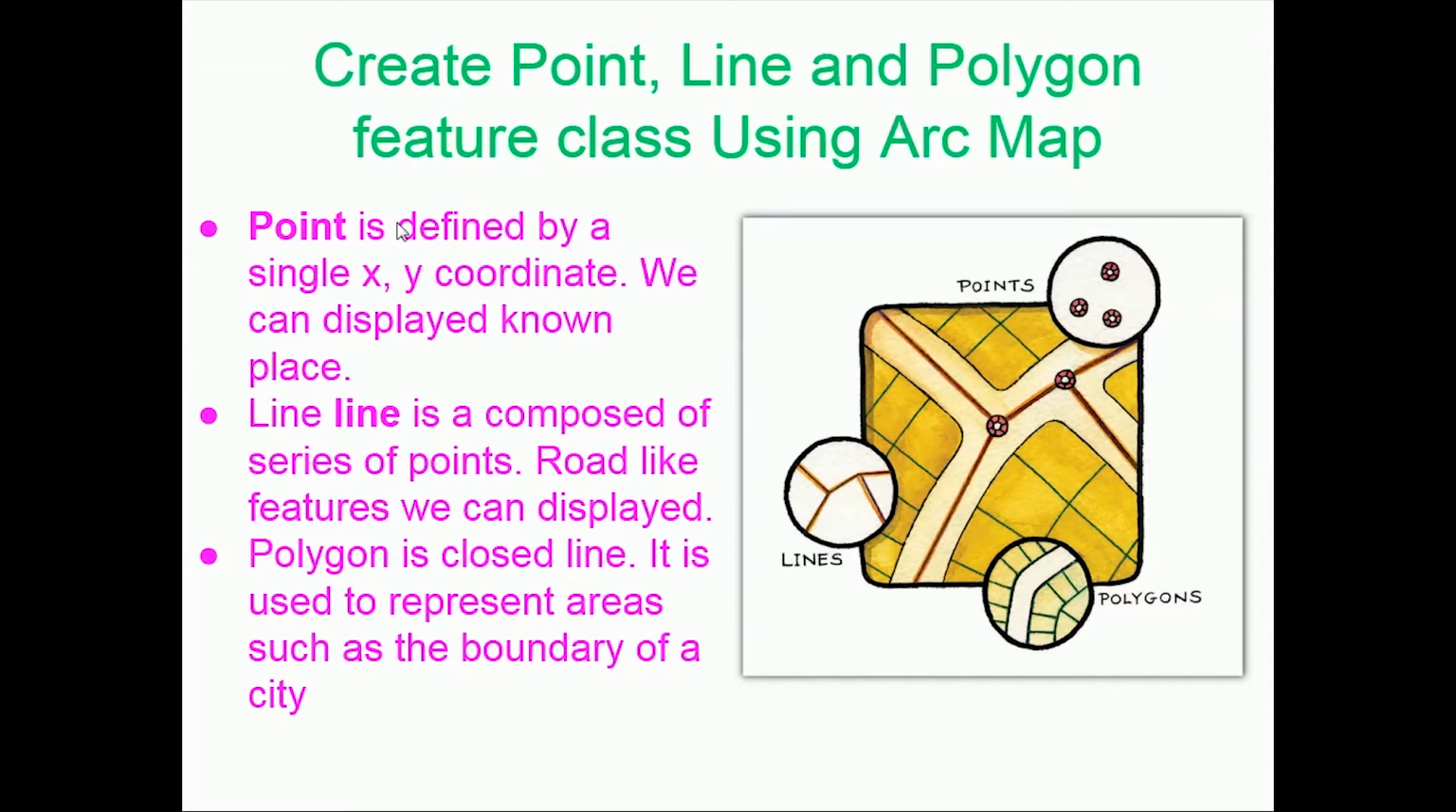When we create a shapefile, we can identify three major feature types. One is point, the second one is line, and finally polygon. Actually, a point is a single XY coordinate. Sometimes there may be a third value, called the Z value. Then a line is a set of connected points. Finally, a polygon is a closed line like this.